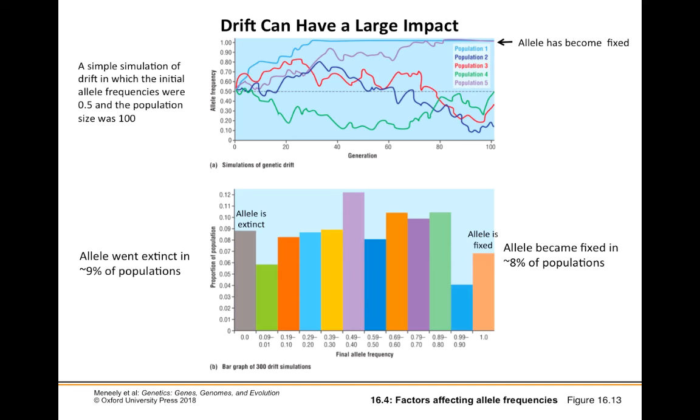If you lowered that population size to a population of 10, you would find these populations going to fixation or going to extinction of the allele in much shorter periods of time. And in class, I'll show you a program that you can use to do these kinds of simulations.